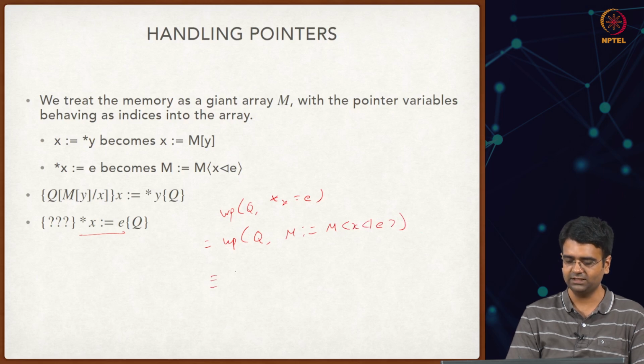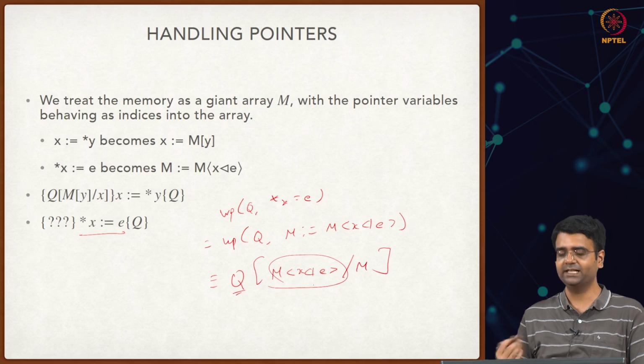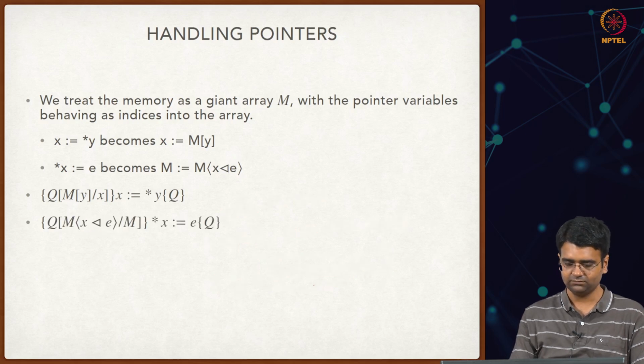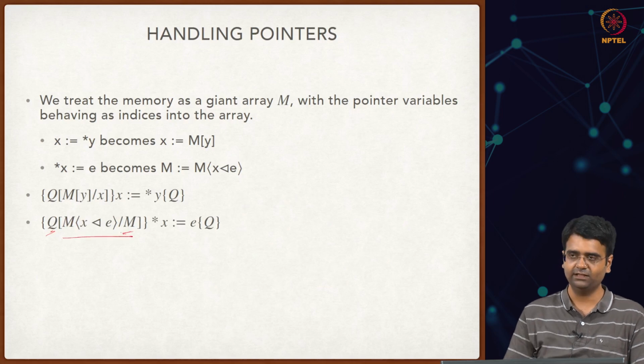So therefore this will be the same as q, where this modified array m is going to replace m. So wherever you see m in q, you are going to replace it with this modified array, where this modification is only done to the index x. So wherever in the formula q you see m, you replace it with the modified array.